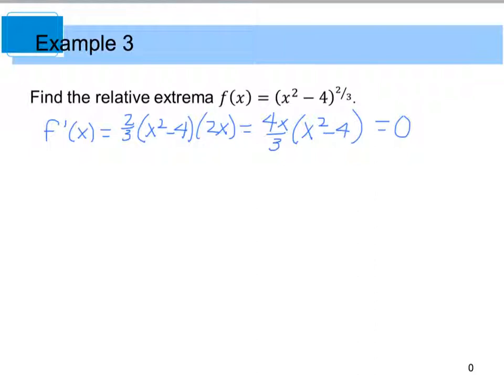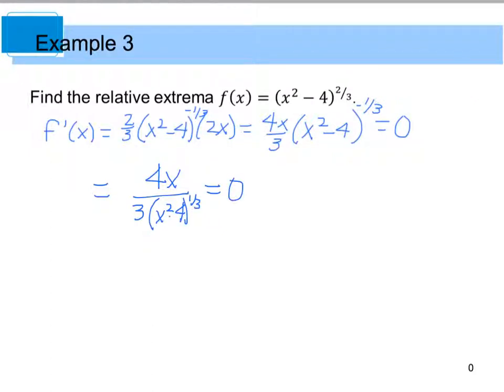Oops, I realized I forgot to apply my entire chain rule, because I should have had a negative 1/3 here, which means I should also have a negative 1/3 right there. So if I rewrote this, I really have 4x divided by 3 times x squared minus 4 to the 1/3, the cube root power, equals 0.